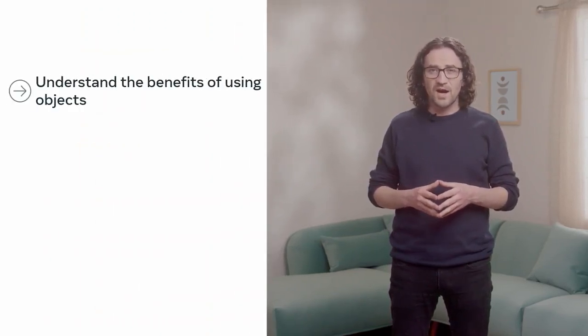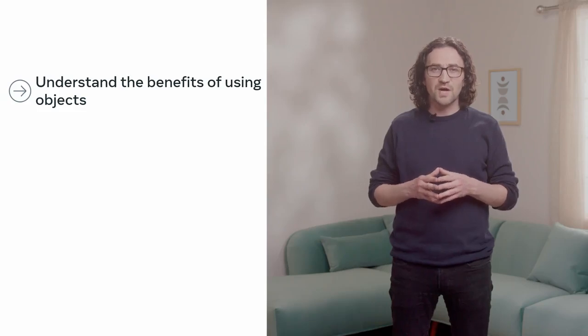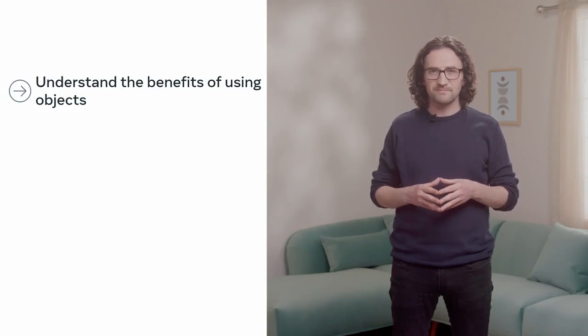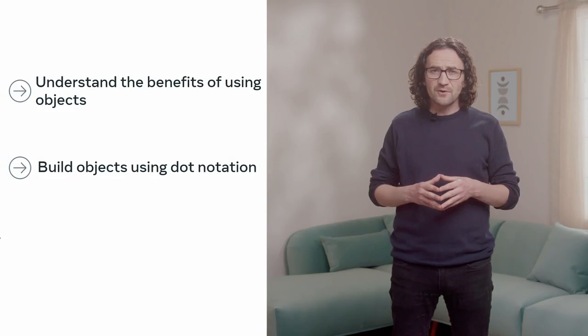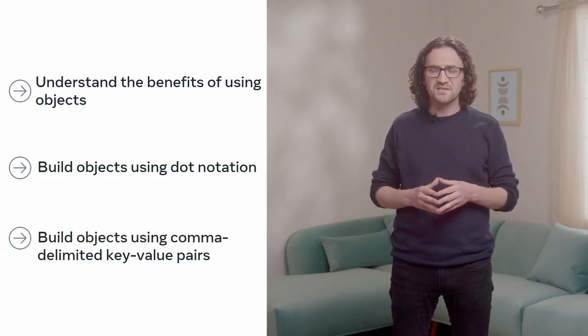In programming, if you have groups of data that you would like to relate, you can assign them to something known as an object. In this video, I'll help you to understand why we use objects in JavaScript. I'll also demonstrate how to build objects using dot notation as well as by specifying comma-delimited key-value pairs.